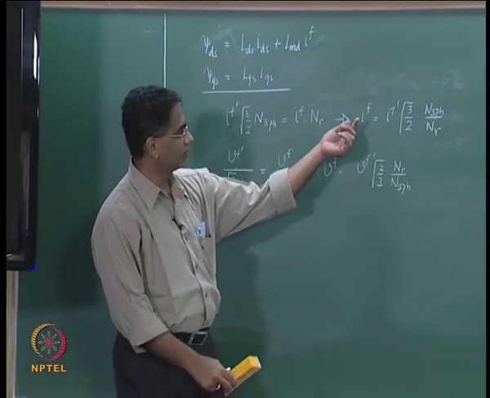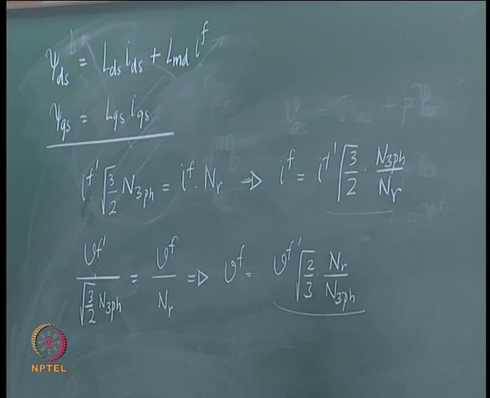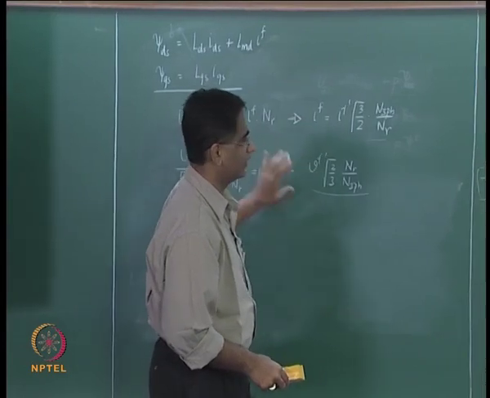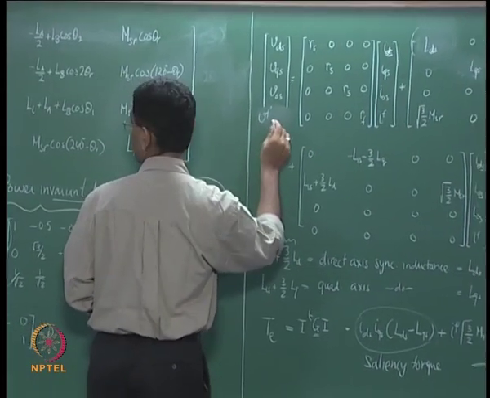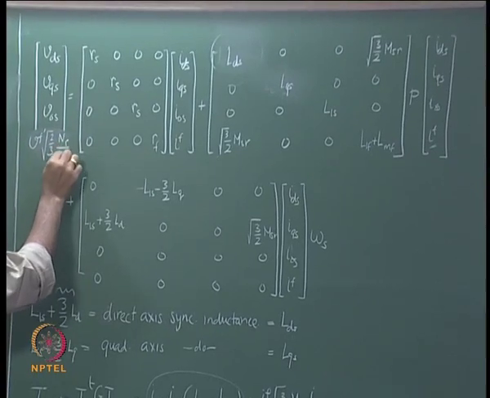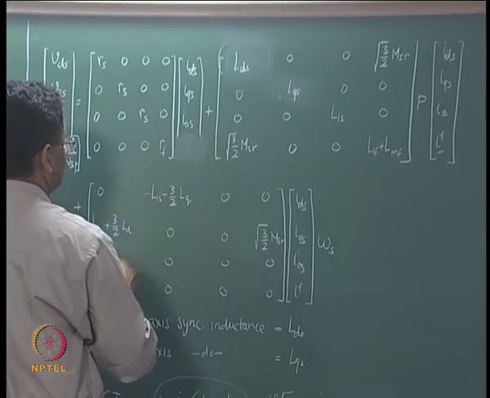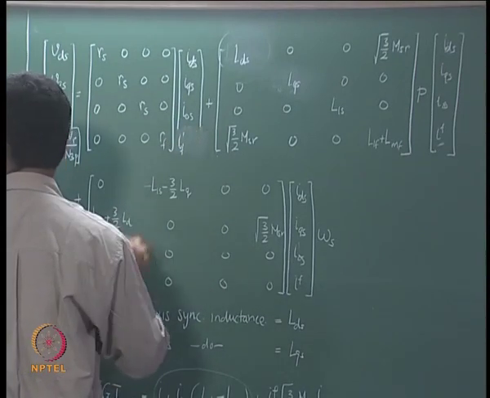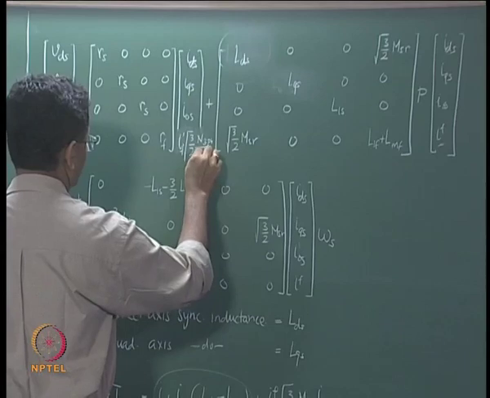So if we now substitute instead of If and Vf these expressions, that means we are looking at the phenomena, that is the excitations that are given to the rotor, in terms of the stator number of turns. So what we do is substitute instead of Vf, Vf dash. So this term now becomes Vf dash multiplied by root of 2 by 3 into nr by n 3 phase, and If now becomes If dash multiplied by root of 3 by 2 into n 3 phase by nr.